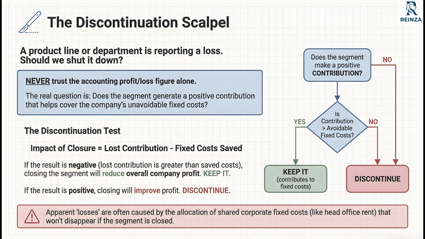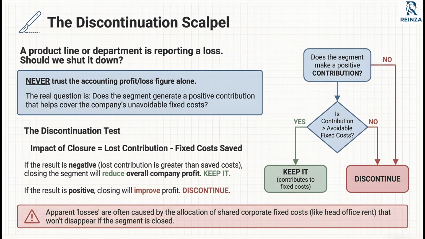Look at the decision flowchart. First ask, does the segment make a positive contribution? If no, if the contribution is negative, then discontinue. There is no point keeping something that does not even cover its variable costs. If yes, the contribution is positive, then ask, is the contribution greater than the avoidable fixed costs? If yes, keep the segment because it is contributing to overall company profits. If no, then discontinue.